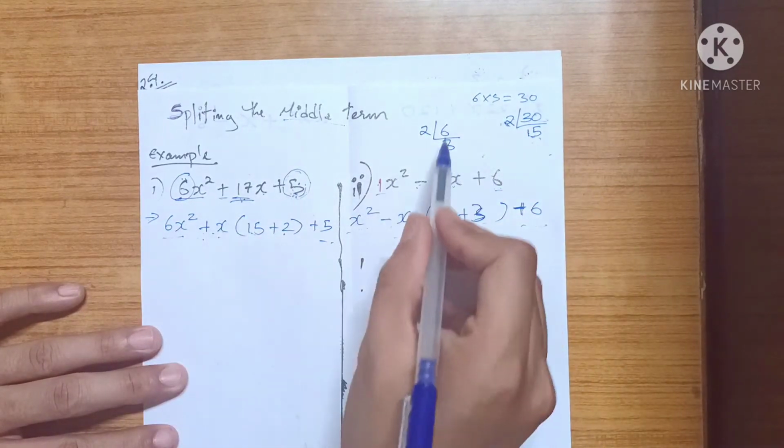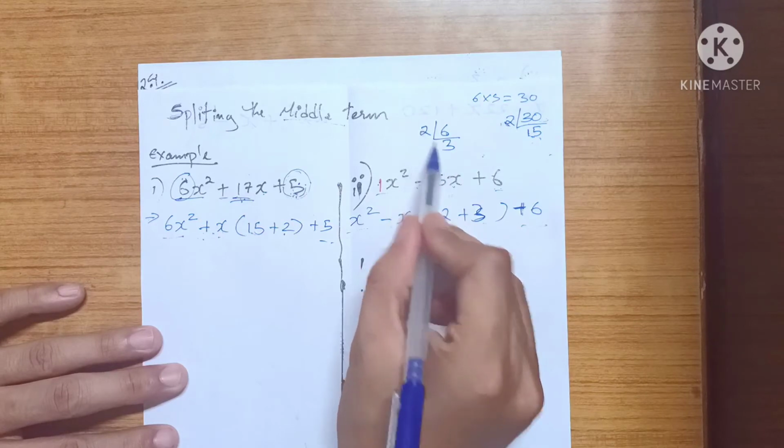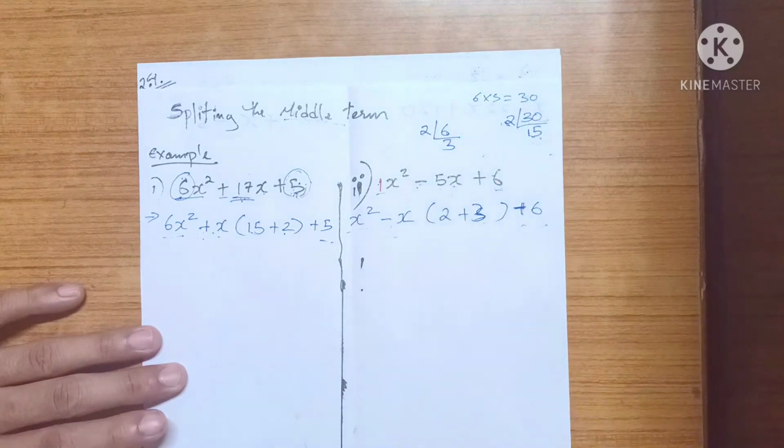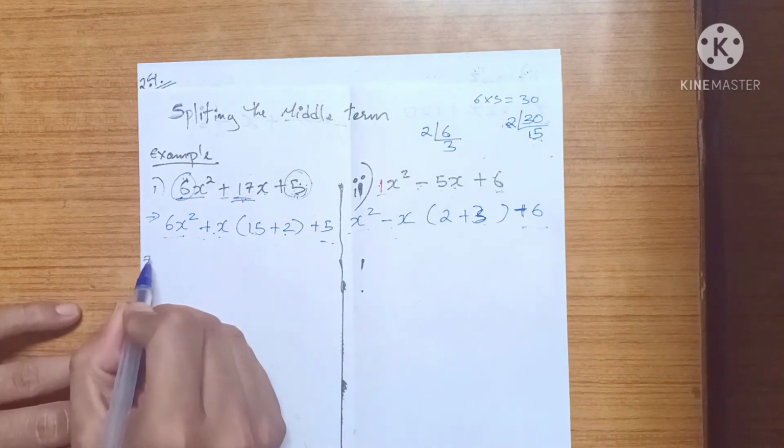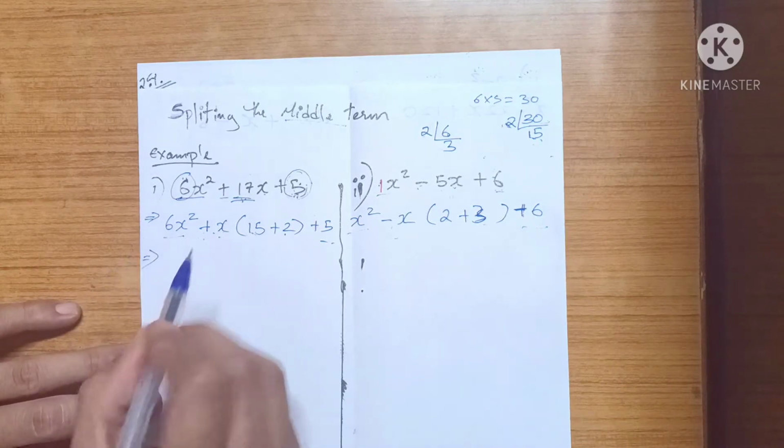In this case, 1 into 6, 6. We prime factorize, see if addition subtraction comes out to be 5 or not. Got it? Now the next step is, I hope you're following the steps properly.